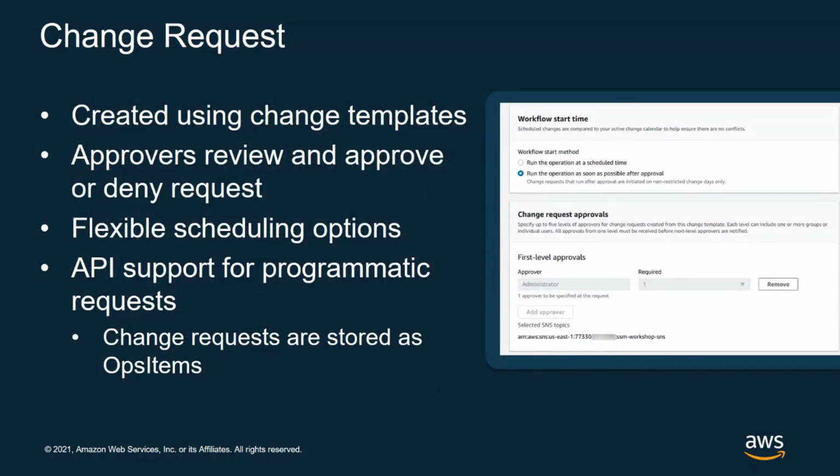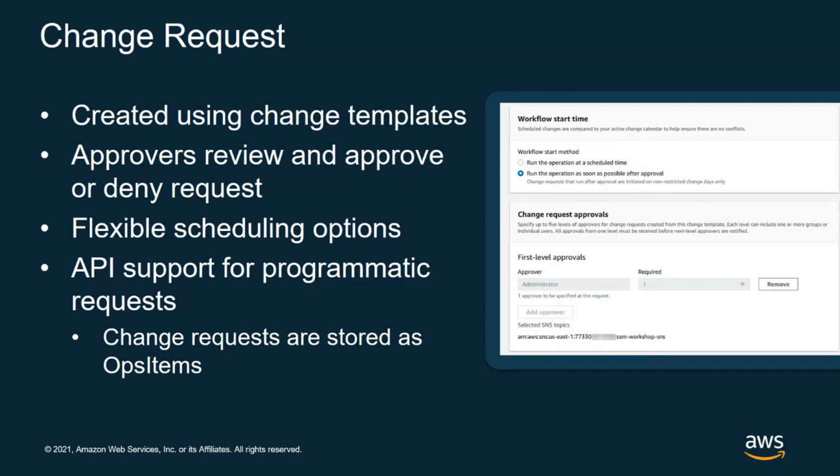To talk about a change request a little bit further, a change request in Change Manager allows you to run automation runbooks that update 1 or more resources in your AWS or on-premise environment. And a change request is created using those change templates. When you create a change request, 1 or more approvers within your organization or account must review and approve the request. Without the required approvals, the runbook workflow, which applies the changes for the request, is not permitted to actually run.